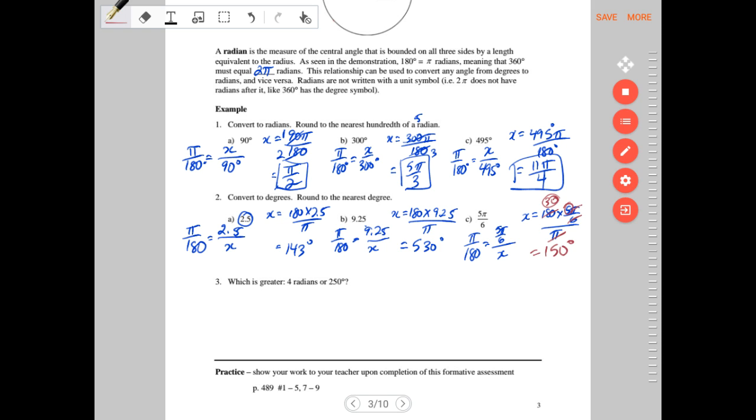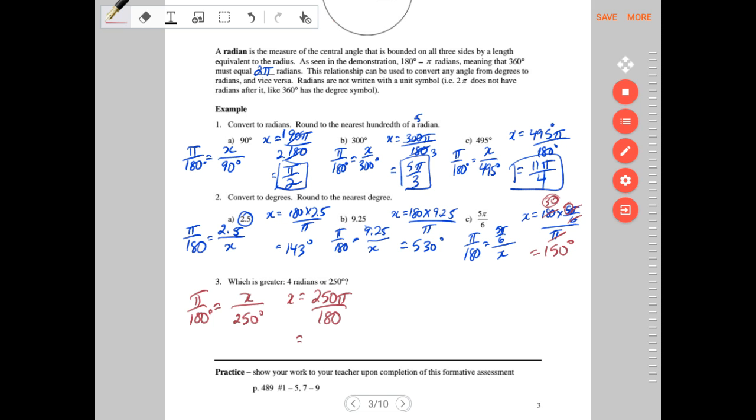Okay, number 3. Which is greater, 4 radians or 250 degrees? Well, in order to compare them, they have to be in the same units. I'm going to change 250 degrees into radians. I, of course, will start with pi over 180. If you wanted to do 4 radians into degrees, that would also work. Totally up to you. All right. So 250 degrees goes on the same level as 180 because they're both in degrees. And I'm going to cross multiply. So x will equal 250 pi divided by 180.